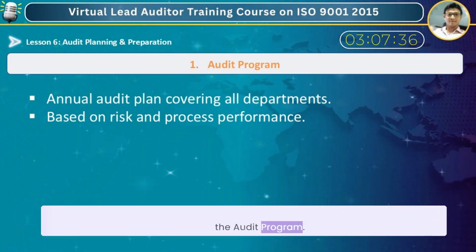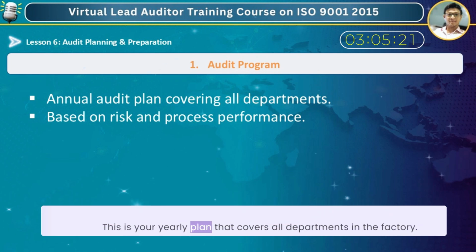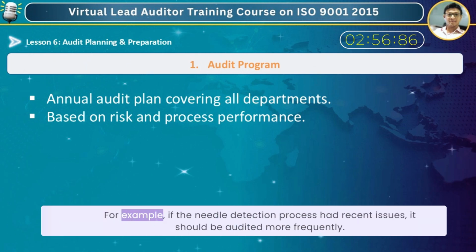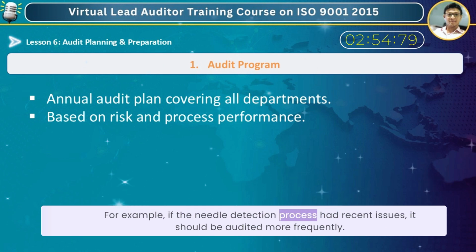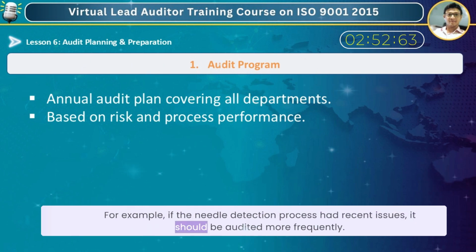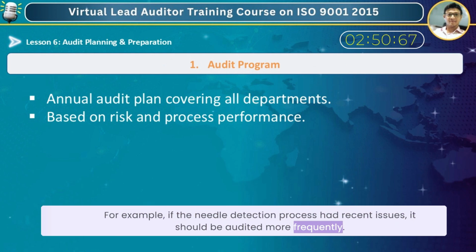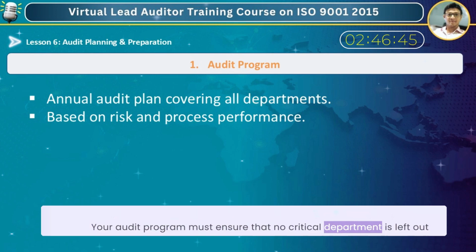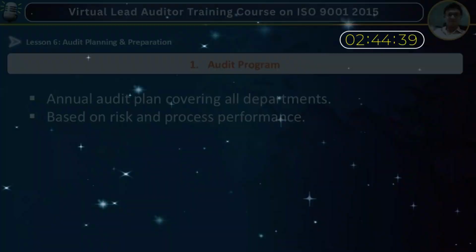The Audit Program. This is your yearly plan that covers all departments in the factory. It's based on the risk level and performance of each process. For example, if the needle detection process had recent issues, it should be audited more frequently. Your audit program must ensure that no critical department is left out.